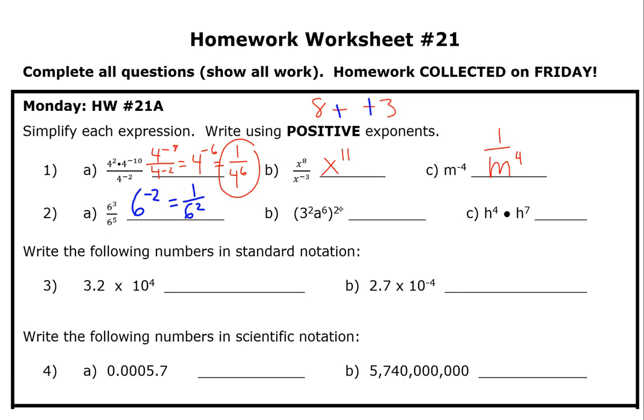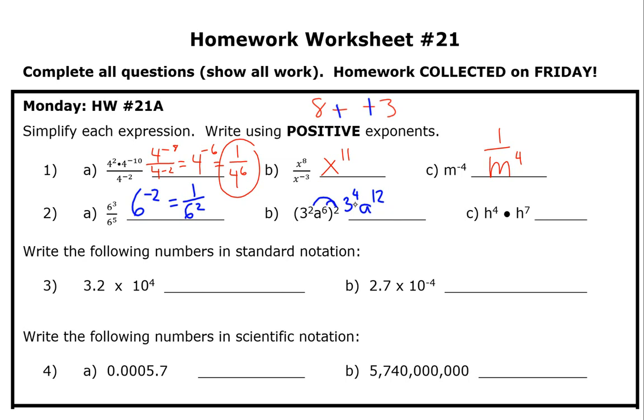For letter B, this power is going to distribute to both of the powers inside the parentheses, giving us 3 to the 4th and a to the 12th. Remember, when you multiply each of these powers, right, that's the result.